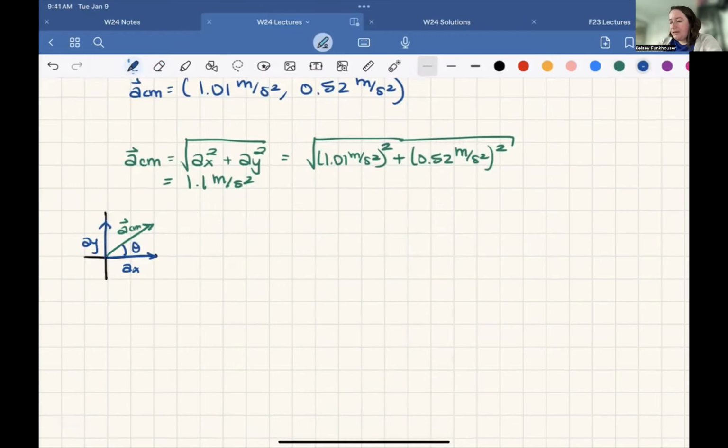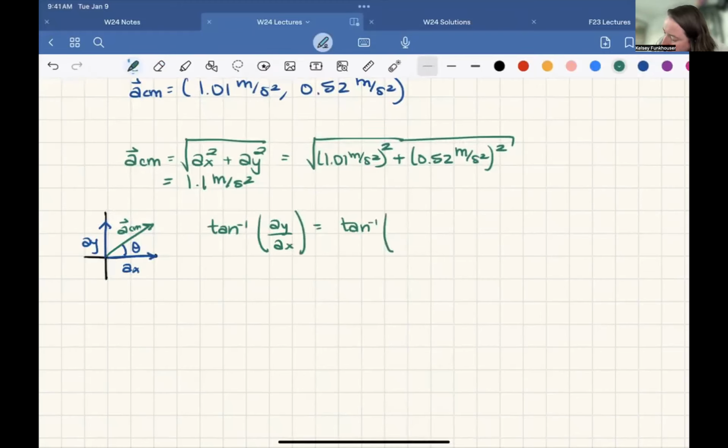Generally it's a good idea to take your angle from the positive x-axis, because that's kind of standard. So that's what we'll do, and tangent is opposite over adjacent. Opposite is y, and adjacent is x.